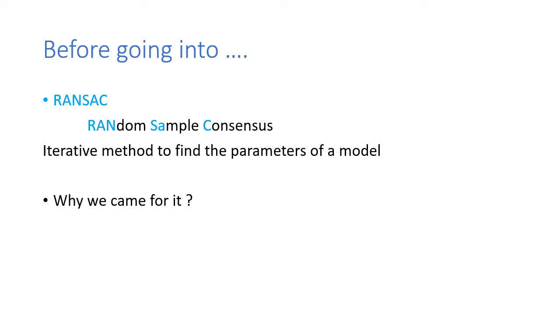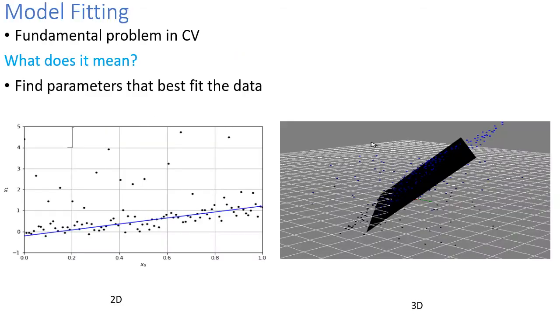Then why did we come to RANSAC? Model fitting. Model fitting is a fundamental problem in computer vision. Model fitting means finding the parameters of the model that best fit the data. The model can be as simple as a 2D line, or as complex as a 3D object.